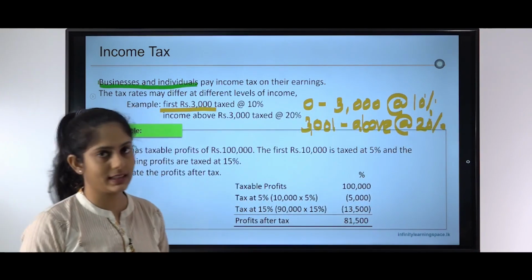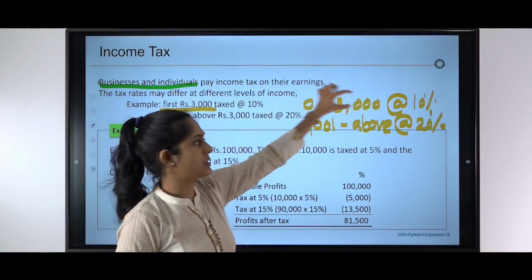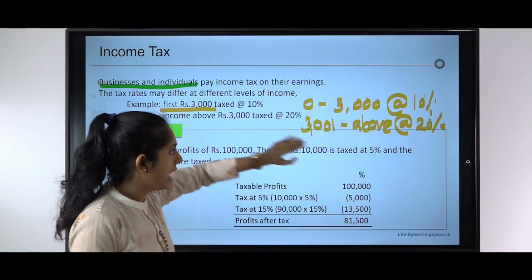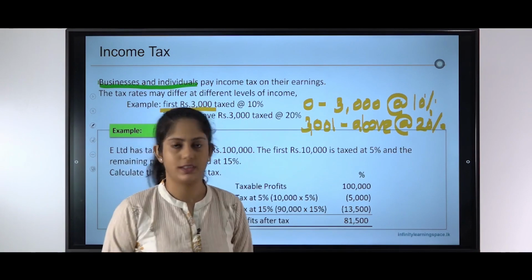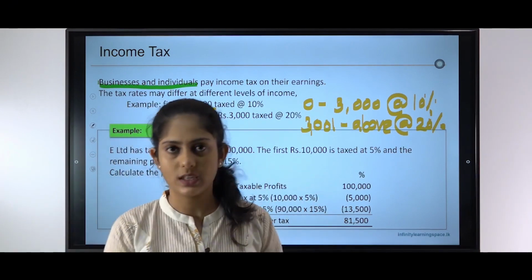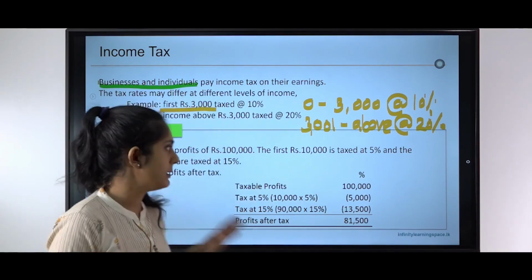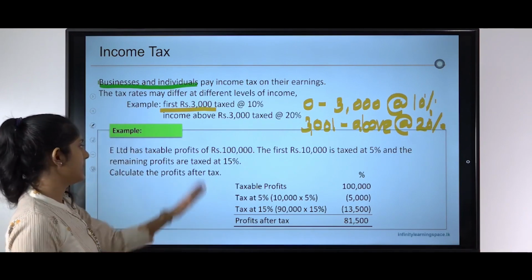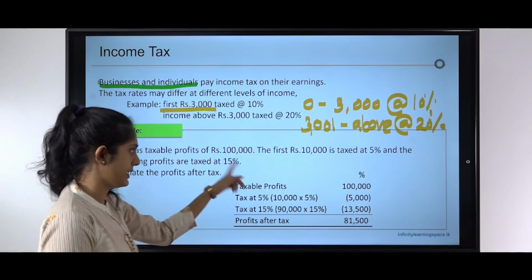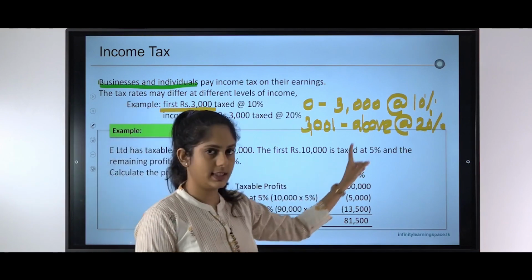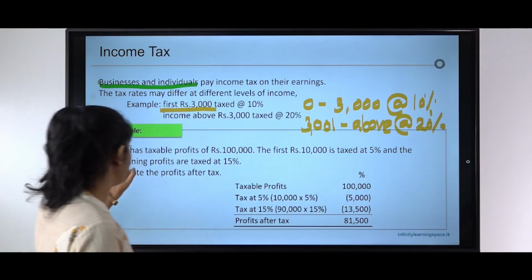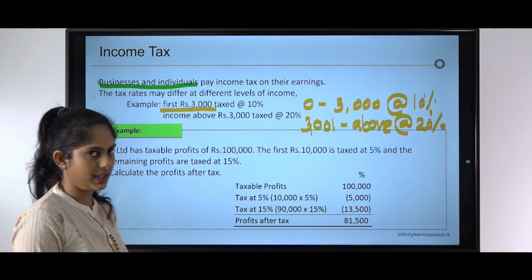So if they earn 10,000, first 3,000 is charged at 10%. After that it's charged at 20%. Not the entire 10,000 is charged at 20%, right? So E Limited has taxable profits of 100,000. First 10,000 is taxed at 5% and the remaining profits are taxed at 15%.